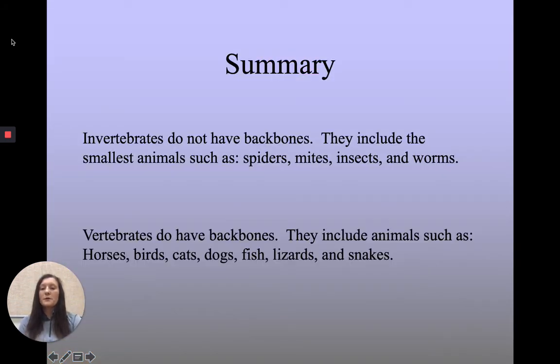A quick summary is that invertebrates do not have backbones. These include the smallest animals such as spiders, mites, insects, and worms. And then again, vertebrates do have backbones, so that's what we talked about today. They include animals such as horses, birds, cats, dogs, fish, lizards, and snakes. We can also include humans in there because we know that we also have a backbone. And that is our science lesson for today.